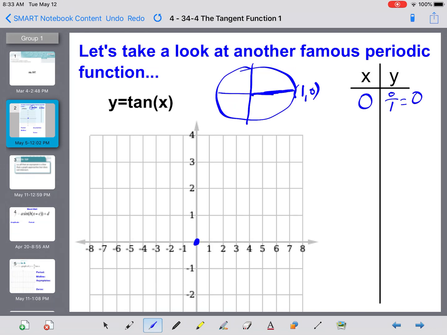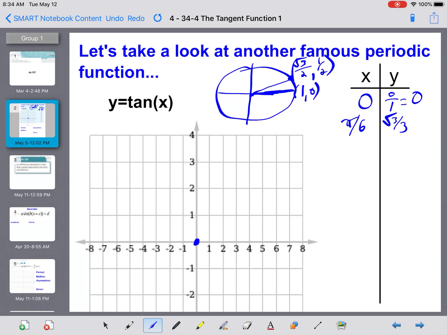Now, if I go to something like pi over 6, which is 30 degrees, using my special right triangle, if you remember this point here, this was root 3 over 2, comma 1/2. So if I do that y over x, 1/2 divided by root 3 over 2, when I multiply by the reciprocal, I'm going to get 1 over root 3, and then I need to rationalize that. So that's root 3 divided by 3.